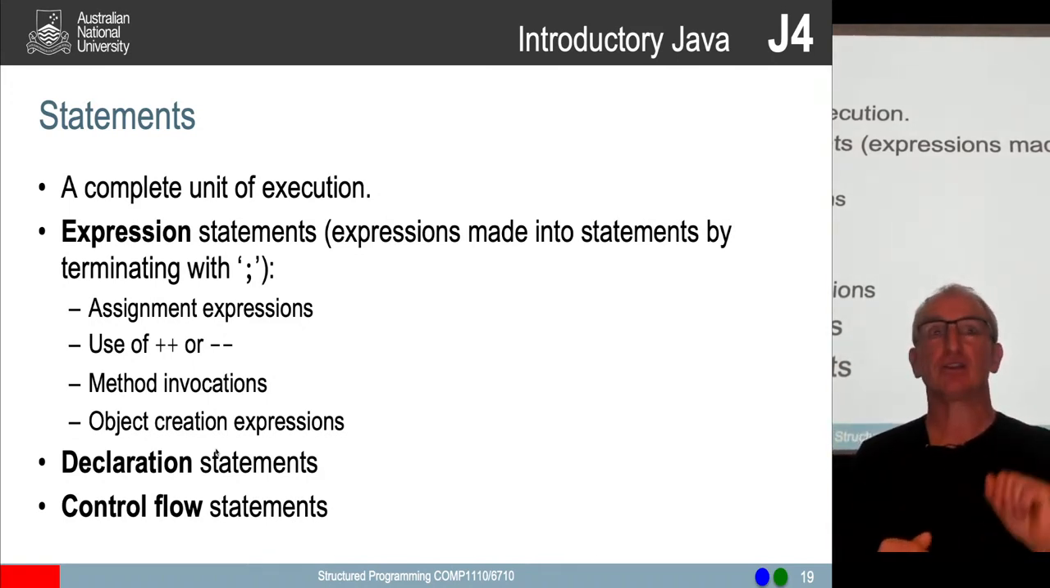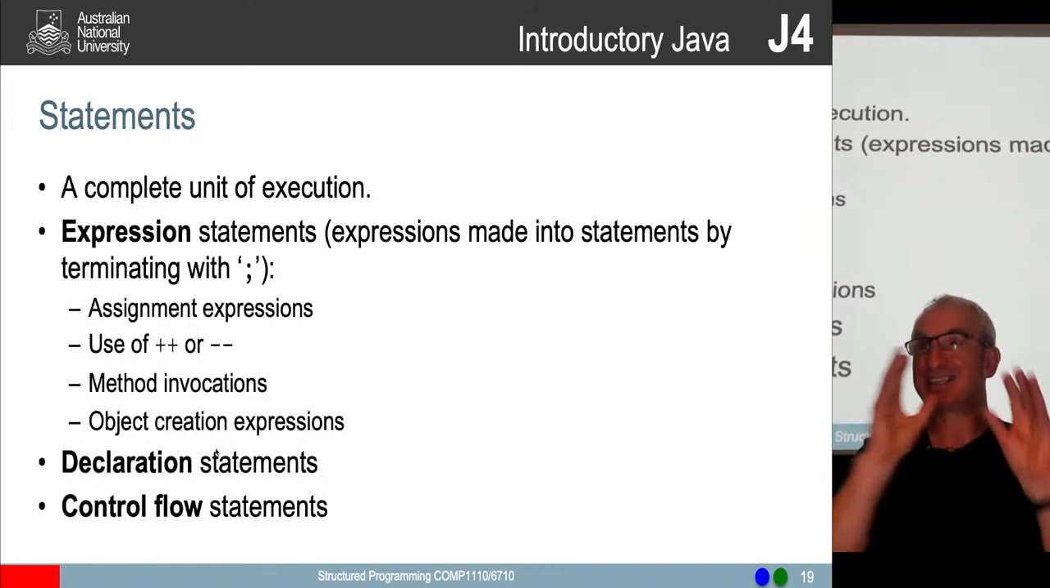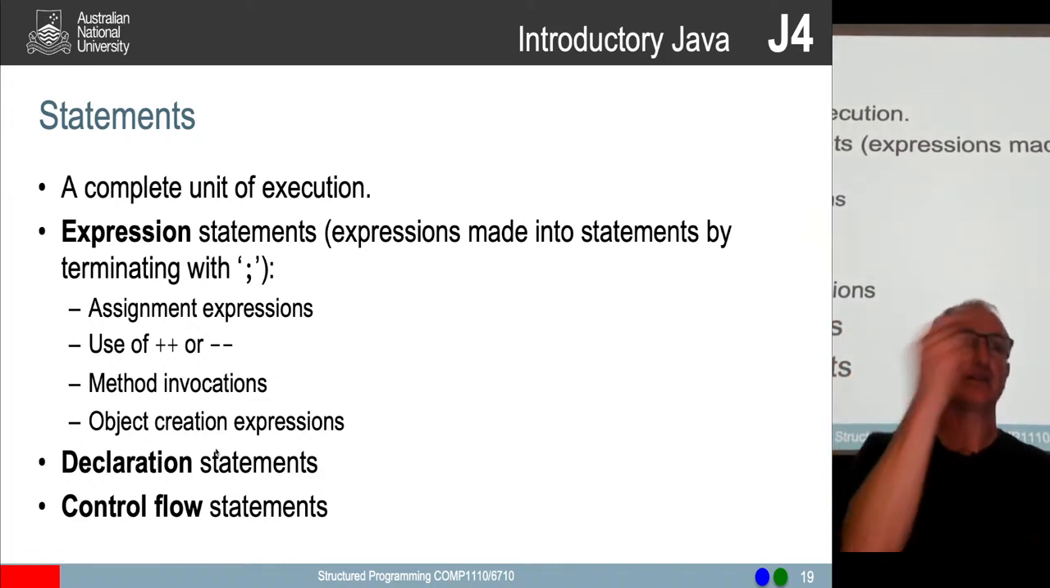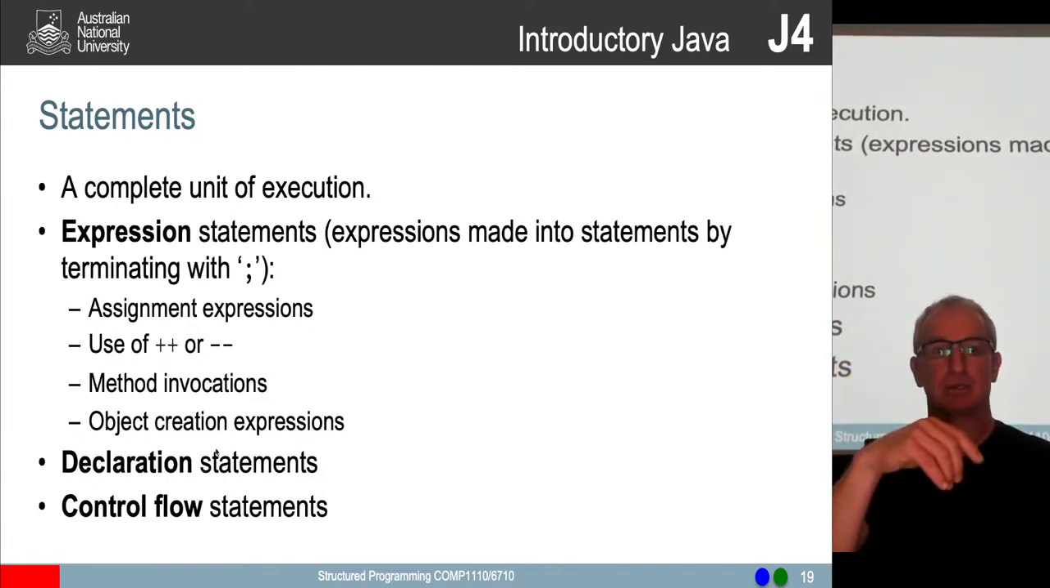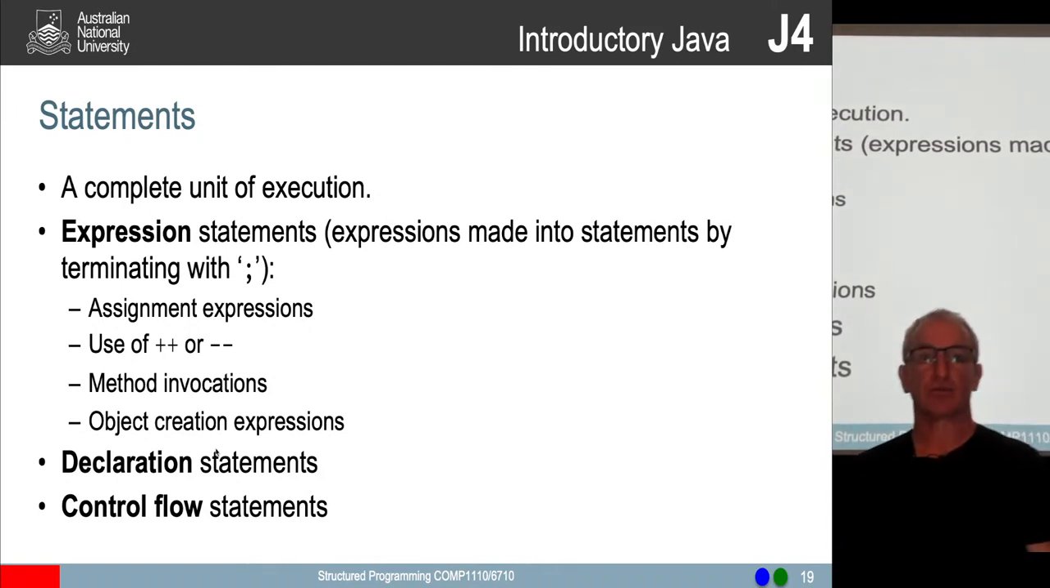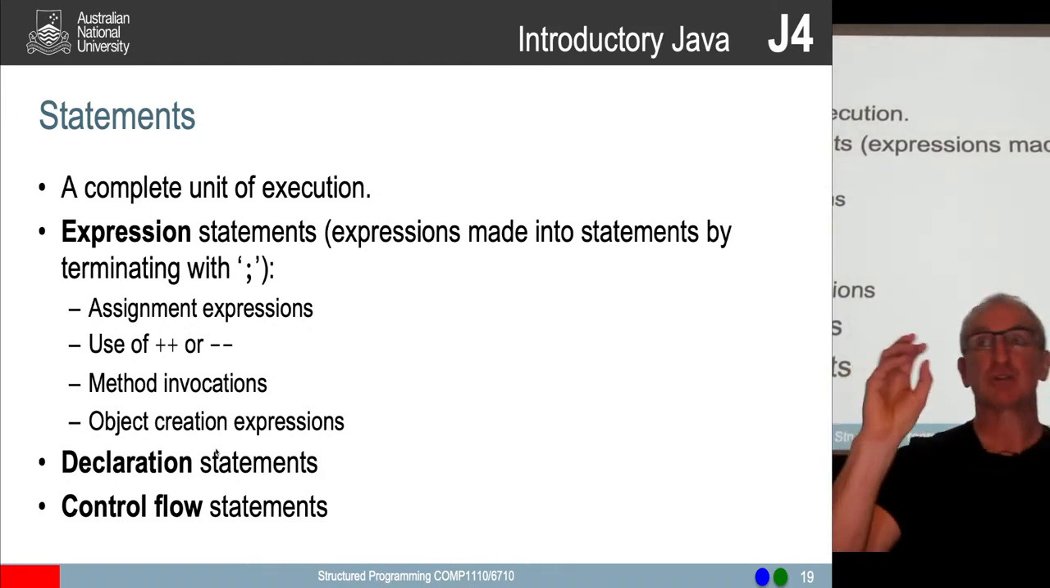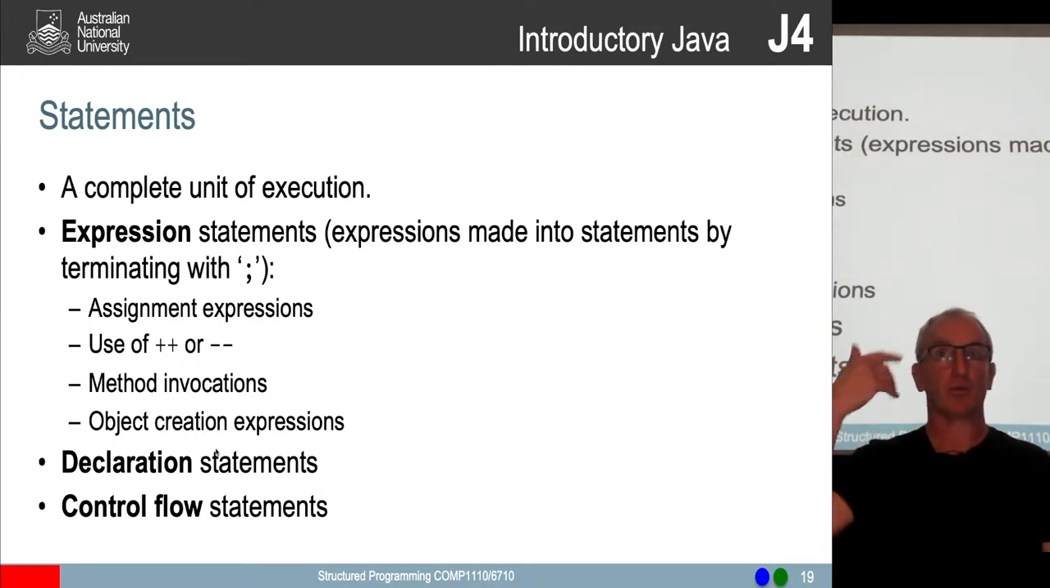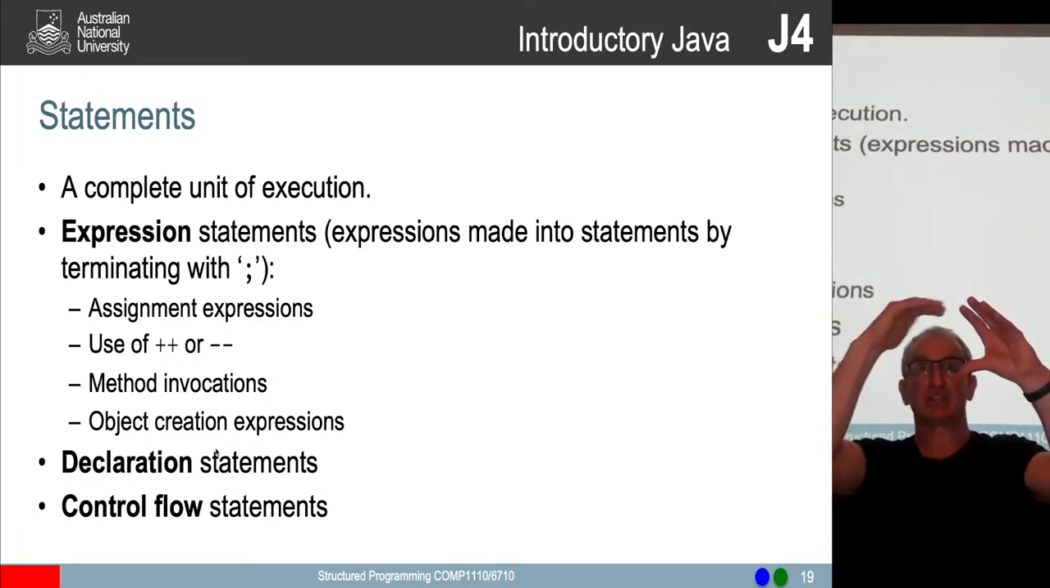We can declare things. You would have seen already, I say int x. That's a declaration saying int is a type, and x is a variable, and its type is int. And we can have control flow statements. Control flow statements, we're going to talk about in much more detail soon. That's things like if and while and so forth, which allows us to change the flow of control.